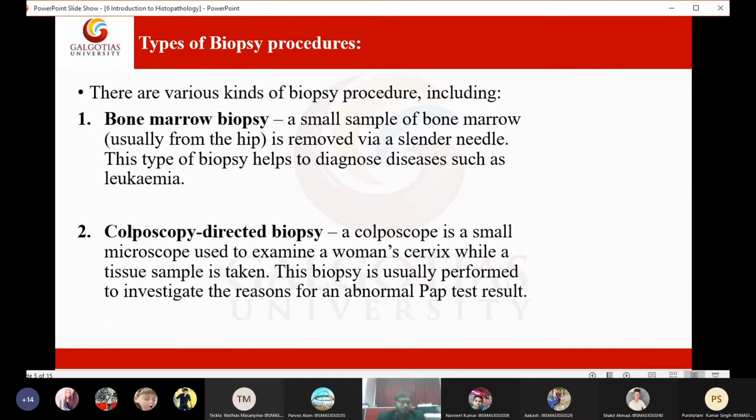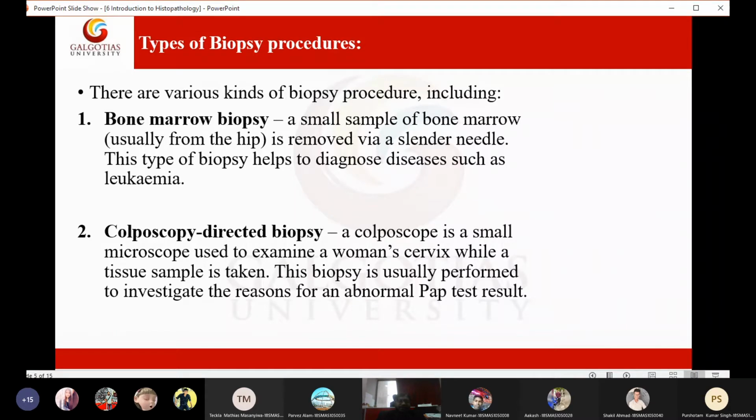Next one, colposcopy directed biopsy. The colposcope is a small microscope used to examine a woman's cervix while a tissue sample is taken. This biopsy is usually performed to investigate the reason for an abnormal Pap test result.